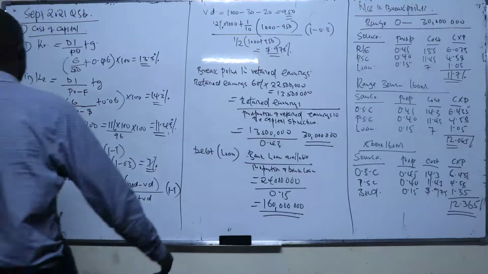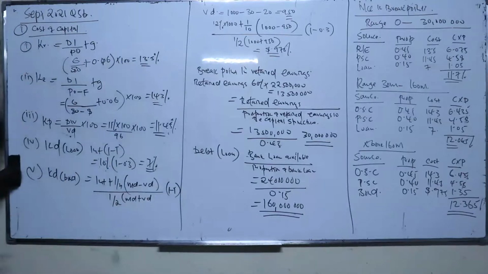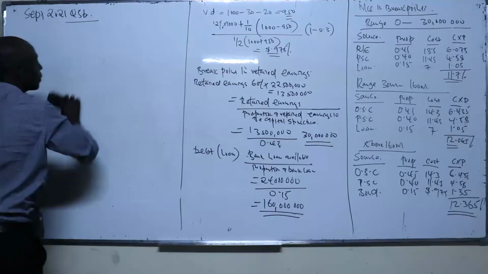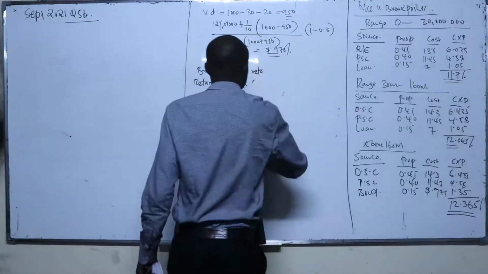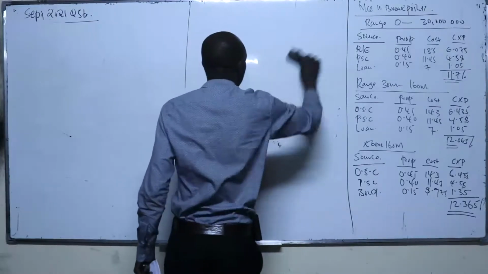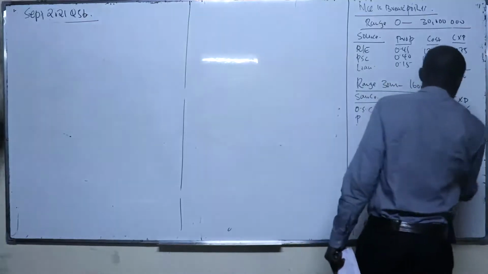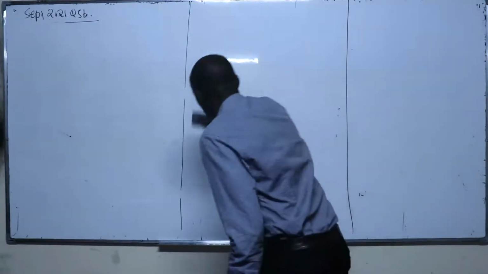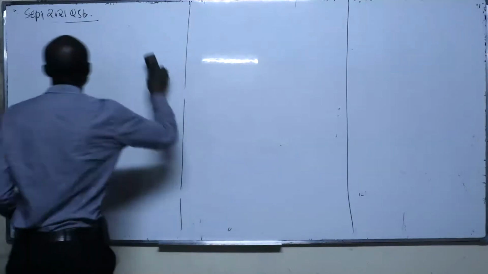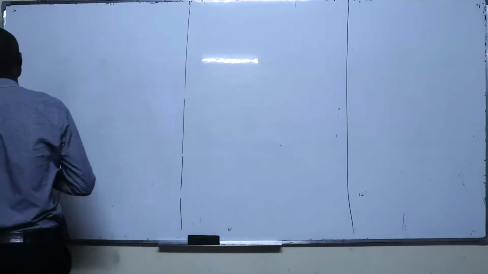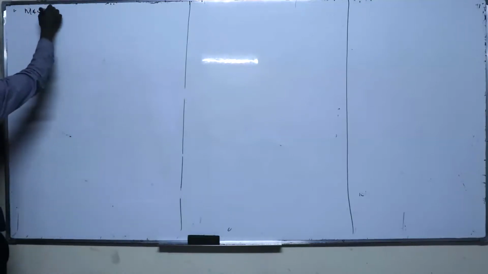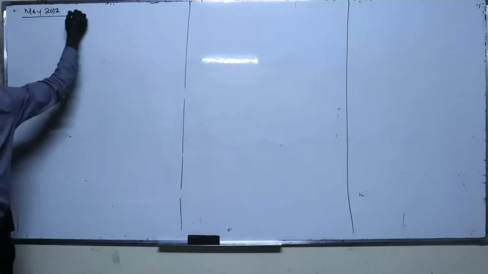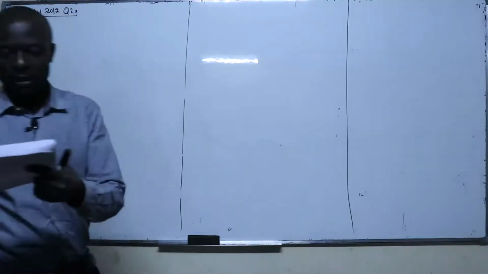May 2012, question number 2A. Can I do this one? May 2012. So the question reads, are we there?